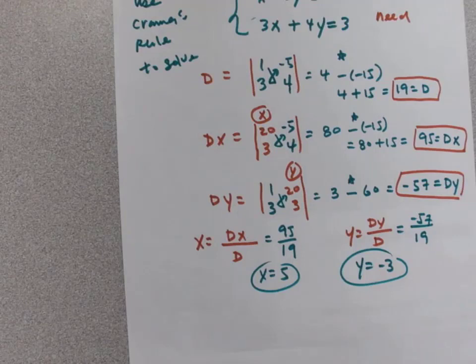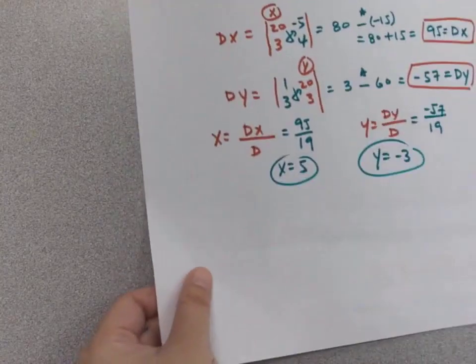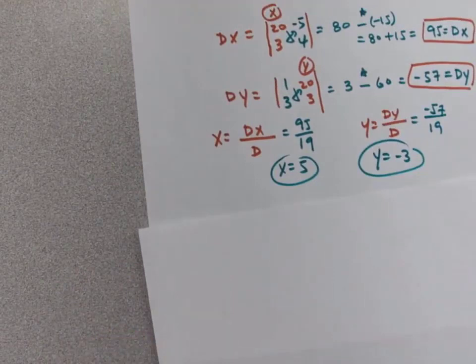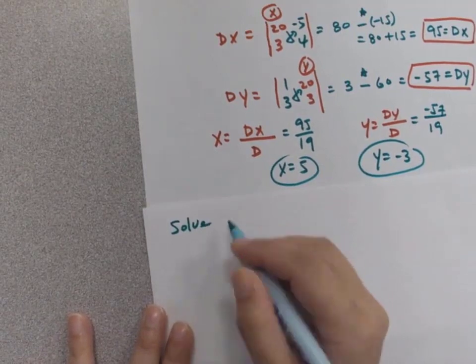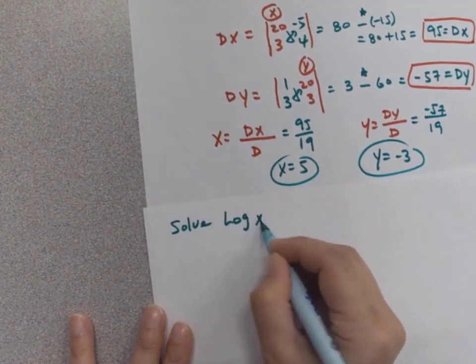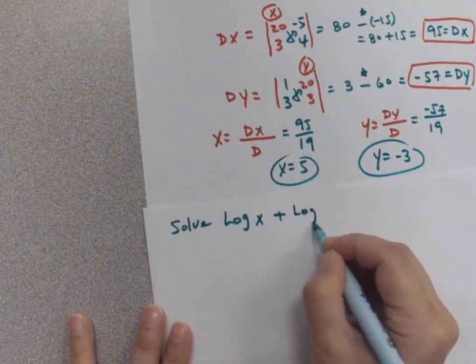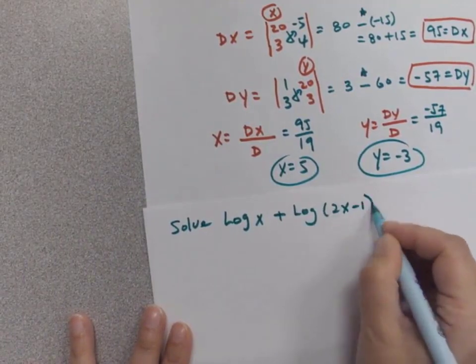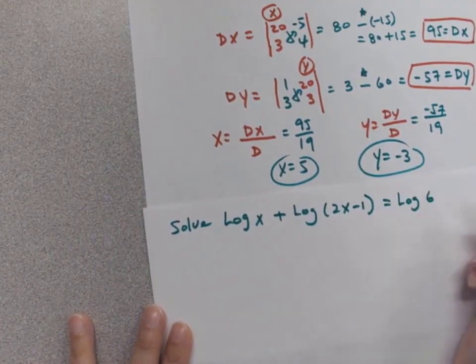So let's move on to the log stuff. One of the questions on the last exam, quite a few of you missed, so I definitely want to show you that one. We are solving for log x plus log (2x minus 1) equal to log 6.